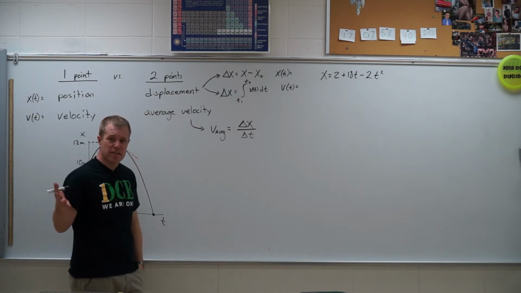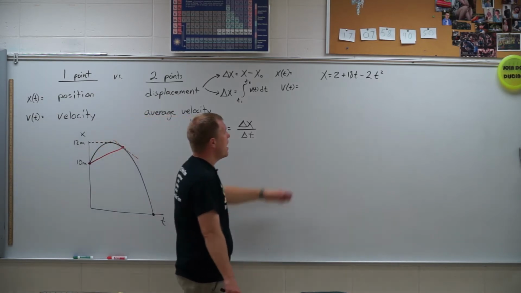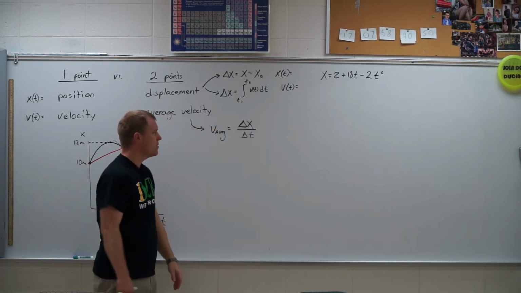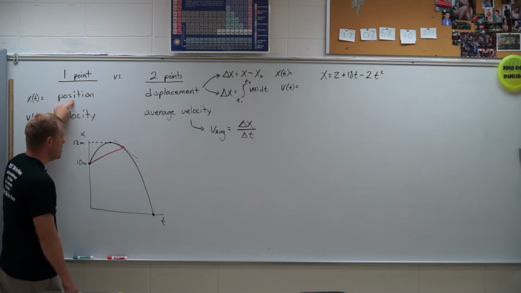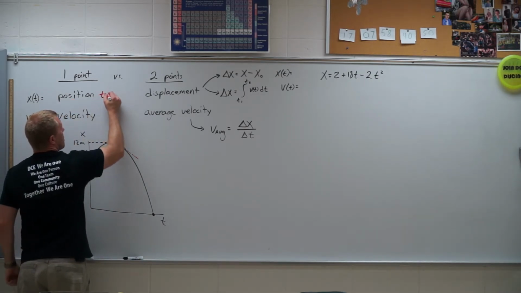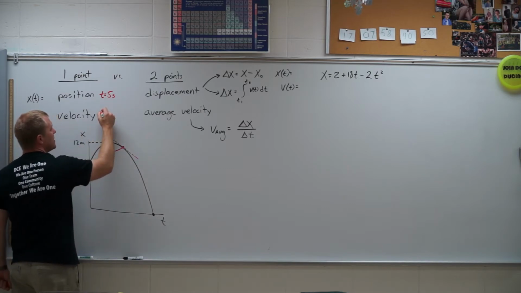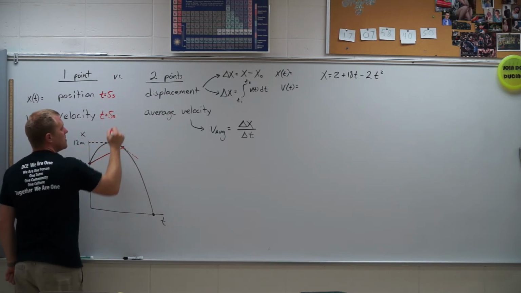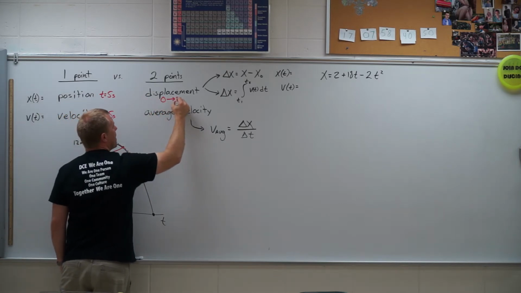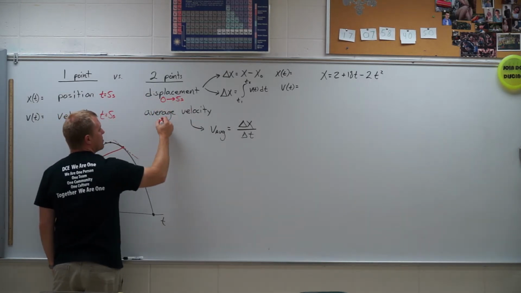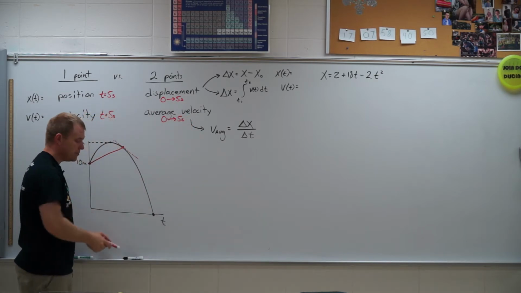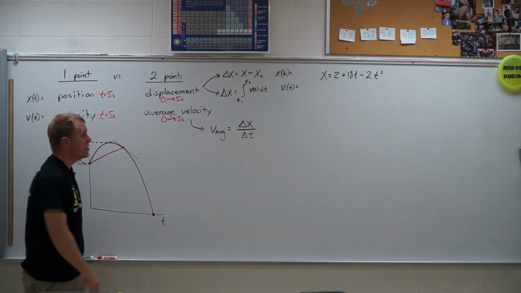All right, so let's try this. I have a position function and I want to find a few different things. I want to find the position at 5 seconds. I want to find the velocity at 5 seconds. I want to find the displacement from 0 to 5 seconds and the average velocity from 0 to 5 seconds. All right. So here we go. Let's give it a try.